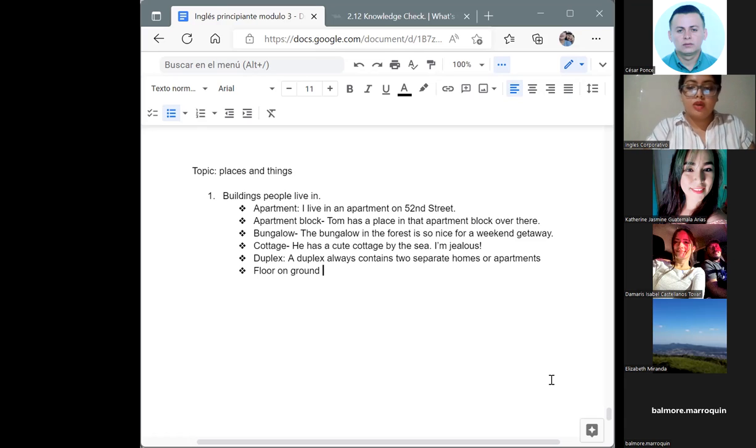So, floor on ground, también lo tenemos como first, o sea, primer piso, first floor, y también tiene otro nombre. En este caso sería top floor. Son tres nombres diferentes. And we have the example. Jack lives on the first floor.